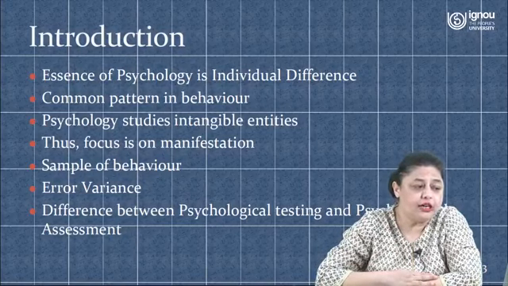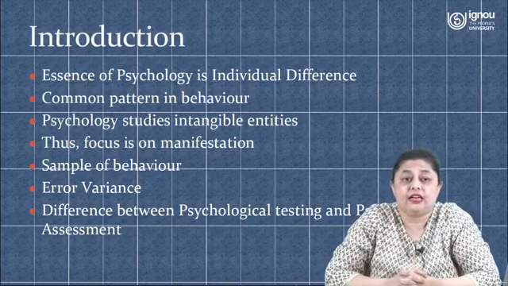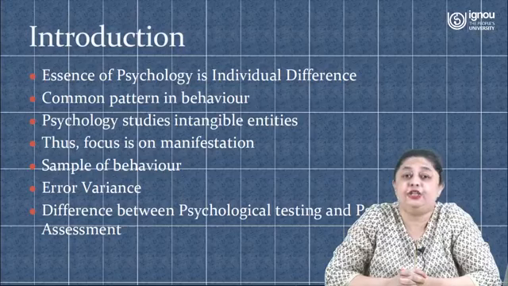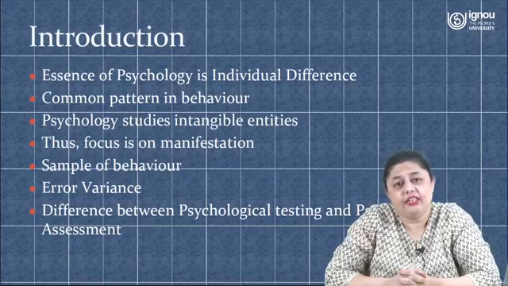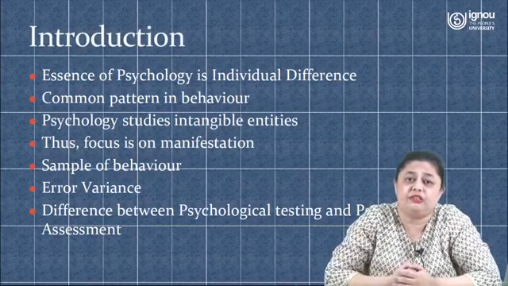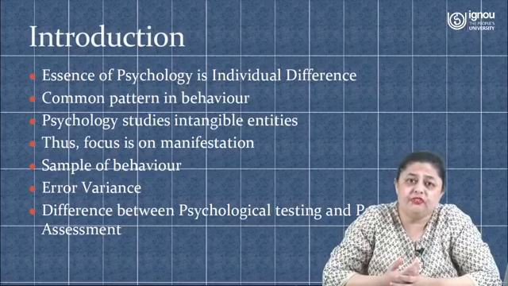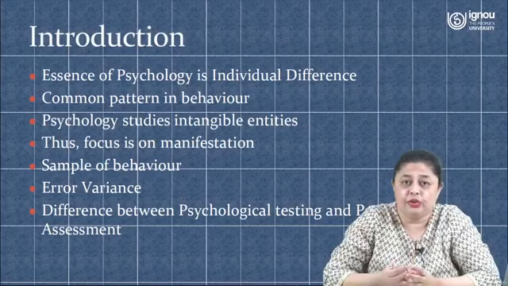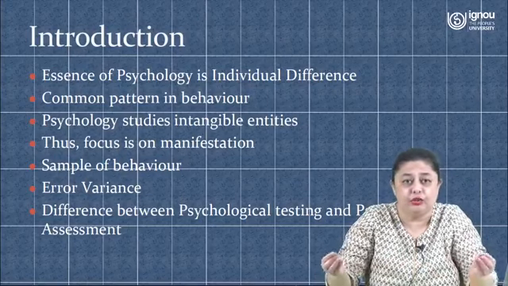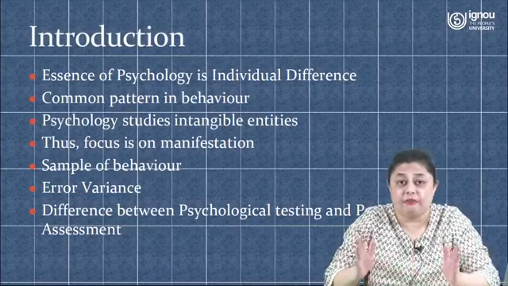Okay, then another important thing in the context of psychological tests is that psychology mainly studies intangible entities. What is the meaning of intangible entities? It means the entities that we study, the variables that we study, cannot be seen. For example, if there is a table in front of you, it is very easy to measure that table. You take a ruler and you can measure its length, and its weight can also be measured. It's easy because you can see that particular table.